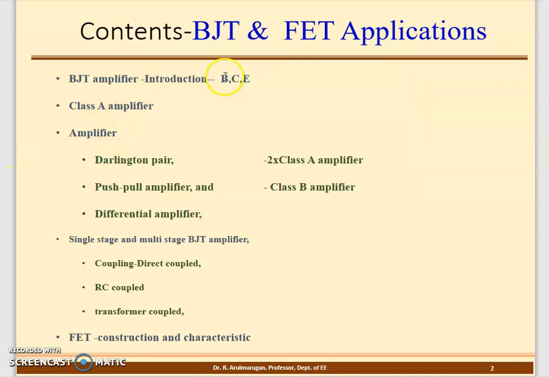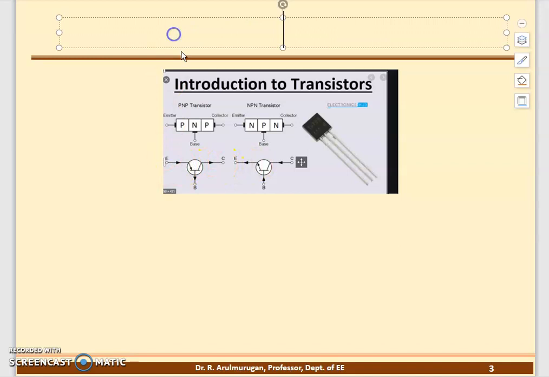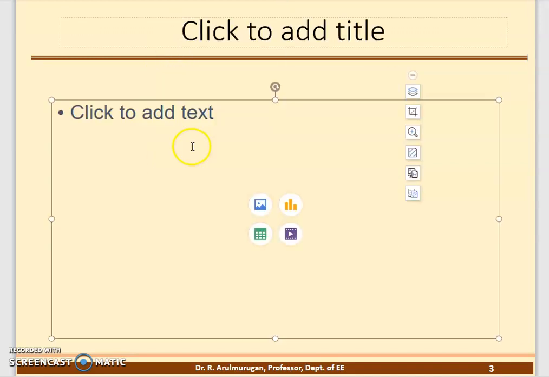Okay, the transistor consists of a base, collector, and emitter. See that one, this is a base terminal. Next one is the collector terminal, and this side is the collector and emitter. So we're going to see.